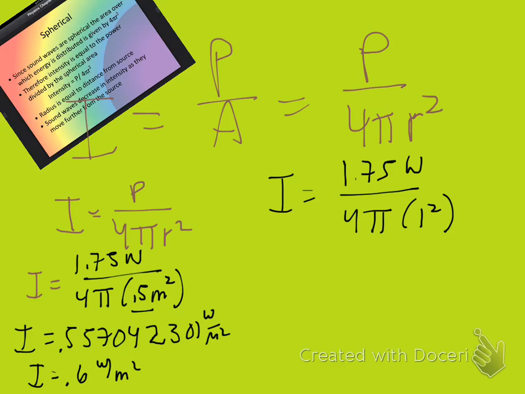So actually, if you look at these arithmetically, what's 0.5 squared? It's 0.25. What's 0.25 times 4? 1. So here you're dividing the power by pi. Here, 1 squared is 1. You're dividing it by 4 pi. Decreases by a factor of 4. And you can do the little algebra trick there. So, decreases by a factor of 4.